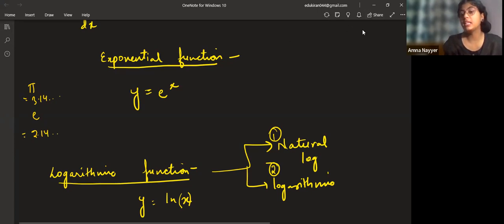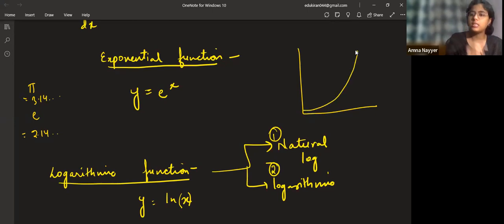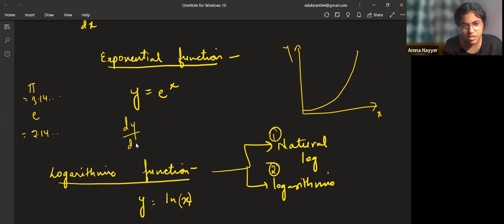Exponential means when something increases abruptly, this is the graph, or something decreases abruptly. So the exponential graph is this graph, with y axis and x axis. If you differentiate an exponential function, when you differentiate d e^x over dx, this will be exactly the same, no change in differentiation.